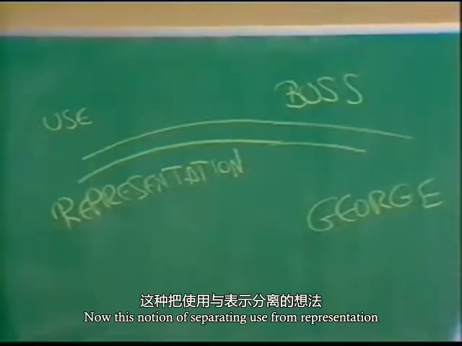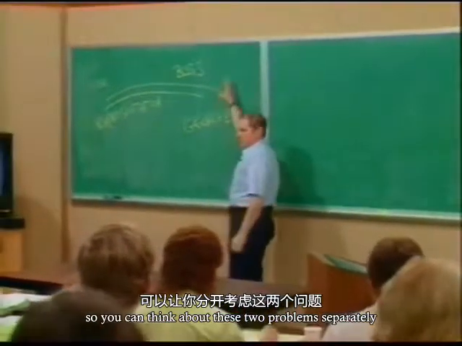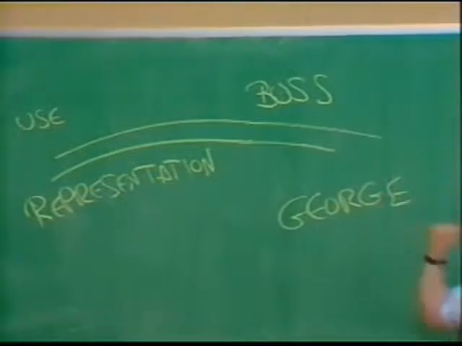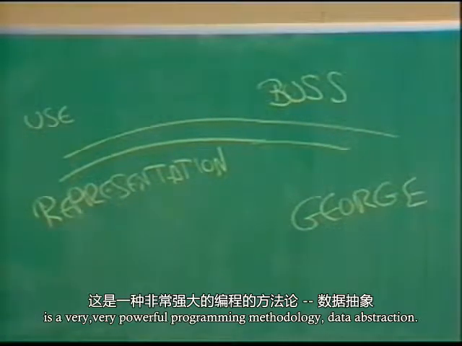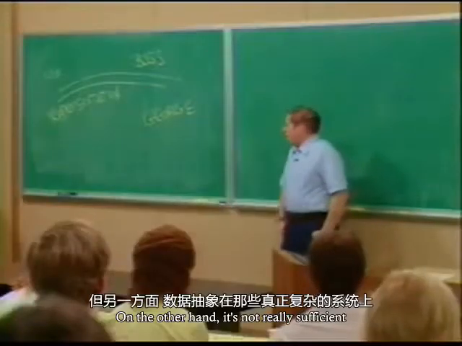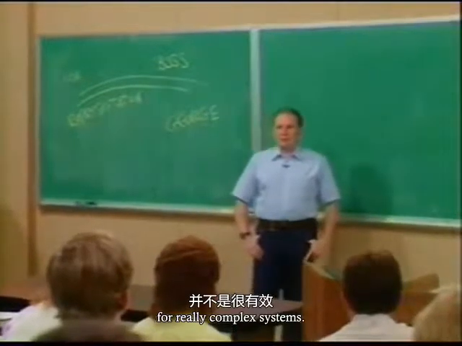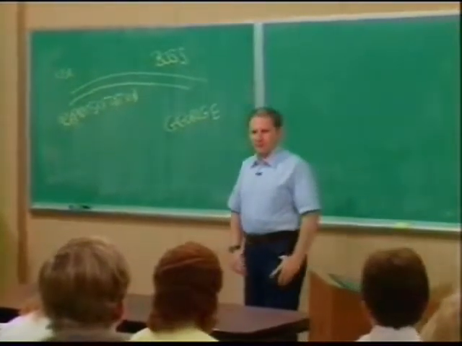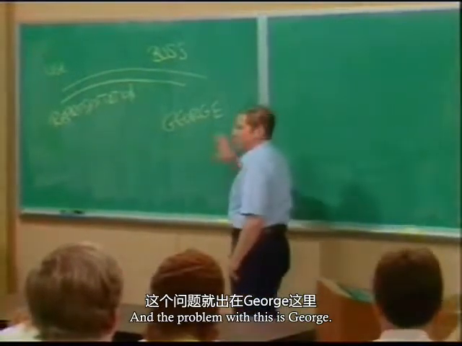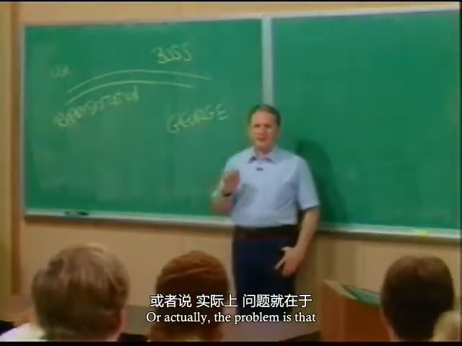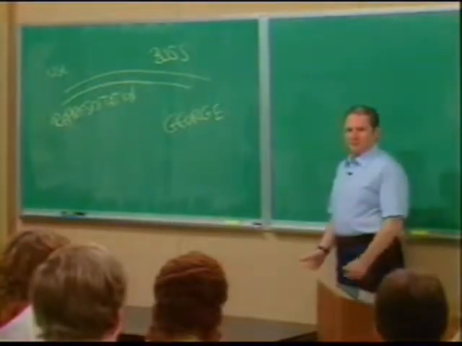Now, this notion of separating use from representation so you can think about these two problems separately is a very, very powerful programming methodology, data abstraction. On the other hand, it's not really sufficient for really complex systems. And the problem with this is George. Or actually, the problem is that there are a lot of Georges.